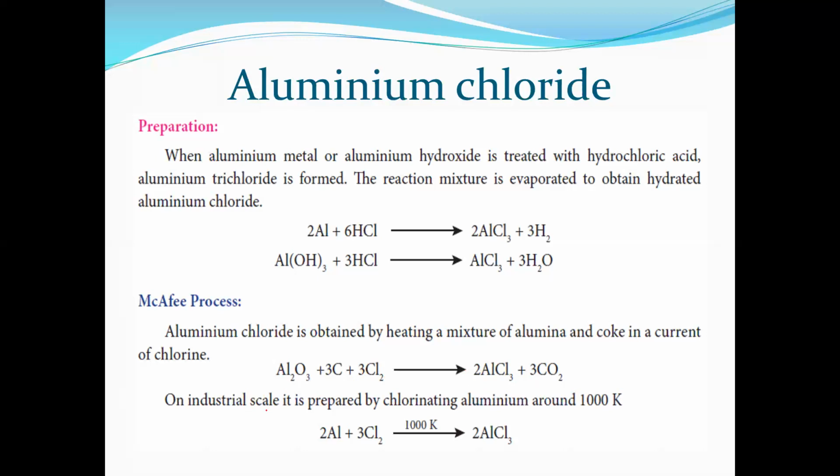On industrial scale, it is prepared by chlorinating aluminum around 1000 Kelvin. So on the industrial scale, they mix the aluminum with chlorine at 1000 Kelvin, and we are getting the aluminum trichloride.